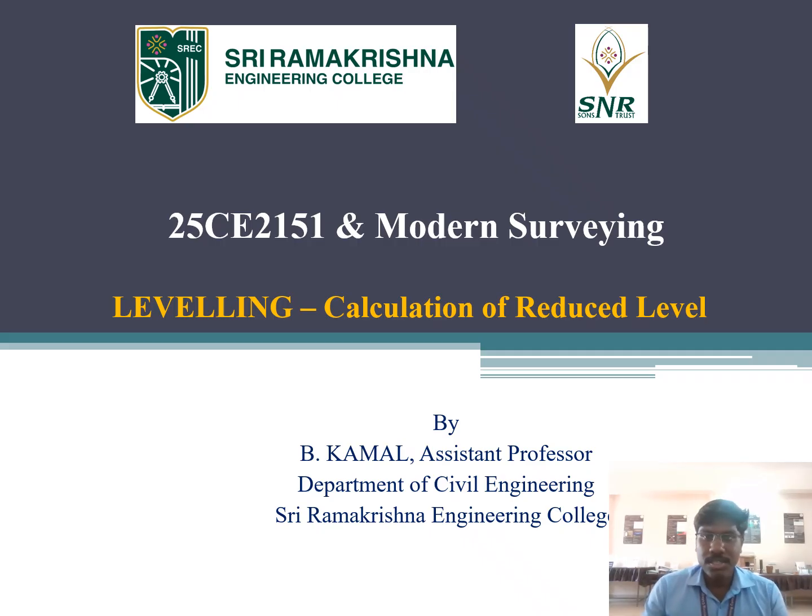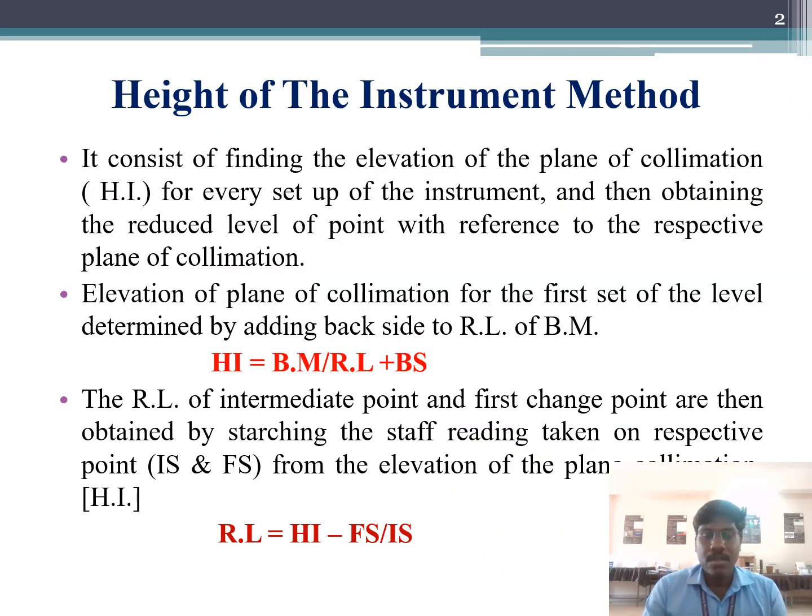Today's topic is calculation of reduced level from the given measured points. There are two methods of that. The first method is height of collimation method. The second method is rise and fall method.